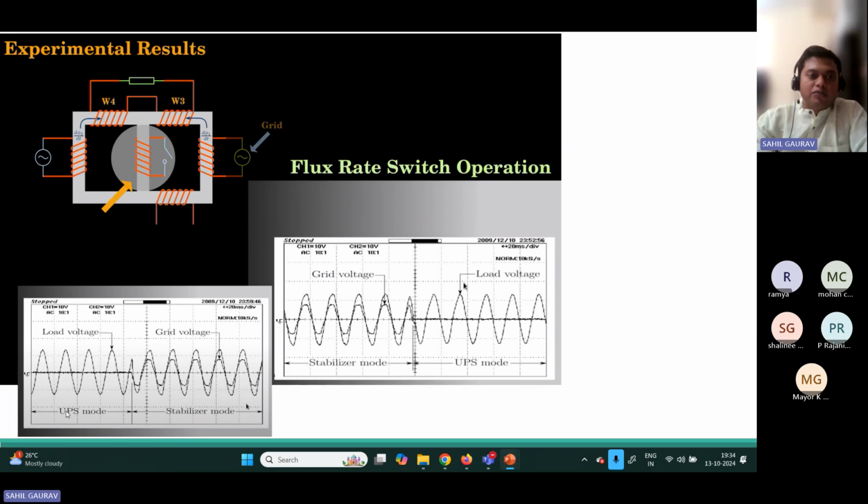And the inverse of this: initially it was in UPS mode, means only the source is present and the grid is not present in this case. While as you connect the grid, then this voltage control source will act in stabilizer mode.